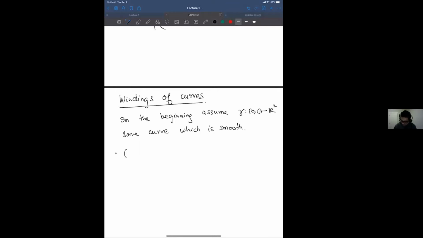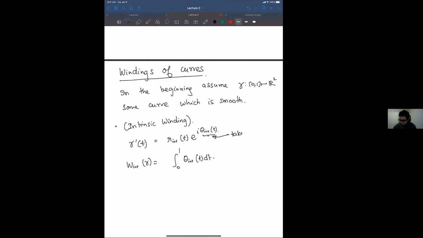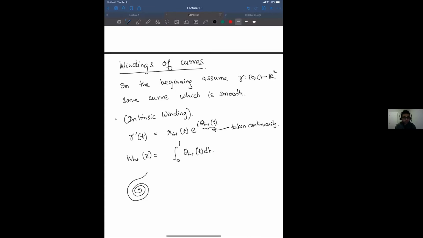So what was it? We looked at the derivative of the curve at a time t, and we write this. We look at the argument of this quantity. And the intrinsic winding of gamma was simply the integral from 0 to 1 of this argument. And this argument was taken continuously. So, for example, if I look at a curve which goes around a lot like this, then this will have a winding. So this argument, we don't think of it as between 0 and 2 pi. If it crosses the 2 pi barrier, we increase it continuously or decrease it depending on which direction it goes. So hopefully this definition of winding is more or less straightforward.